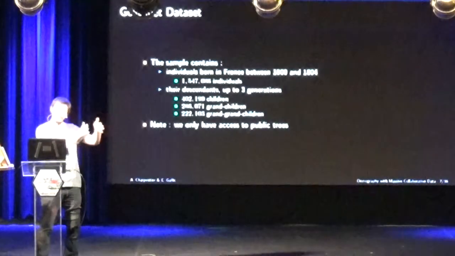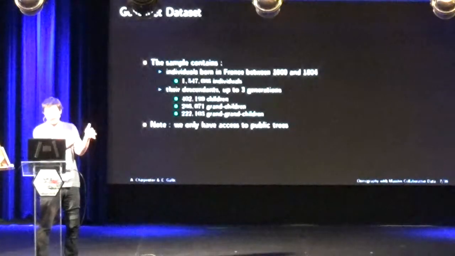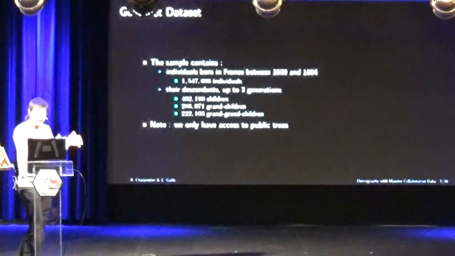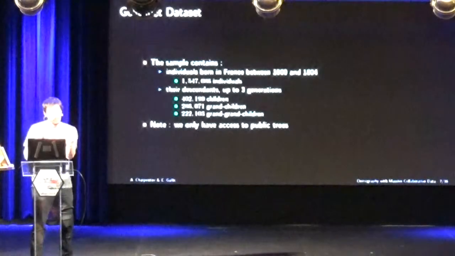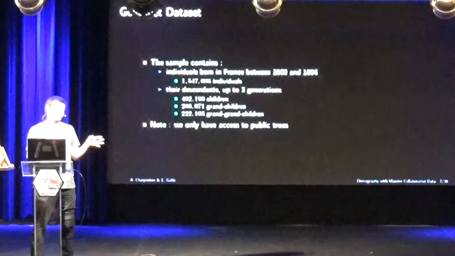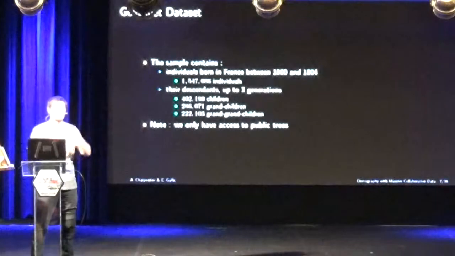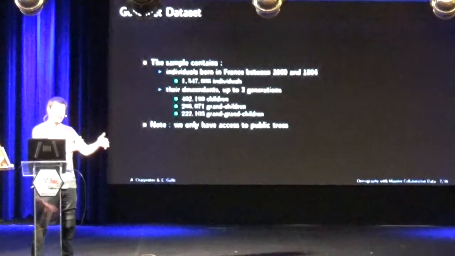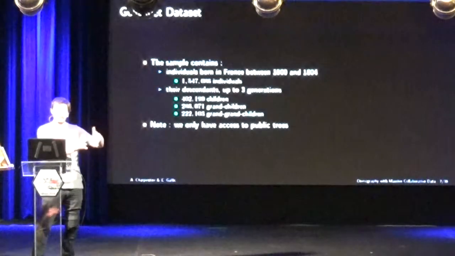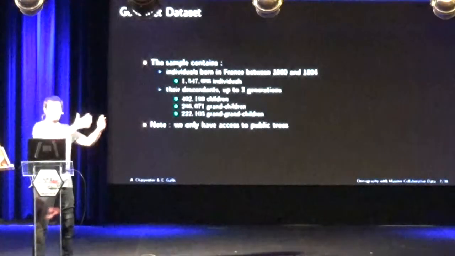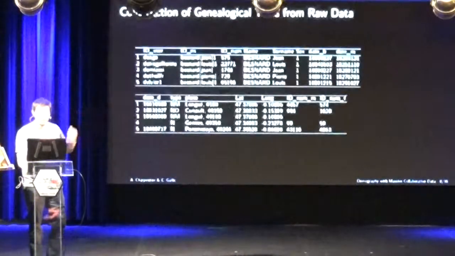And what we've done is, we just focused on 4 years, 1884, and during those 4 years we got 1.5 million people, which is quite big, and then we looked at all their descendants. So we got their kids, their grandkids, and their great-grandkids, and then we wanted to look at what was going on within those generations.